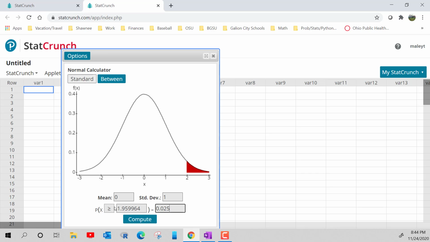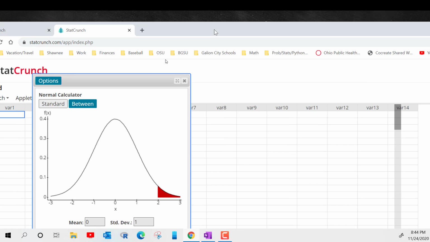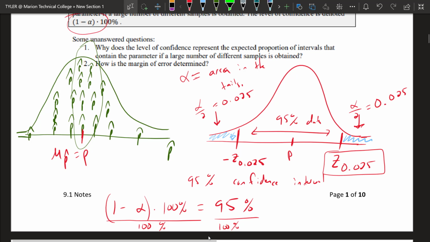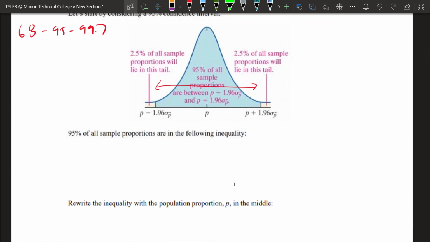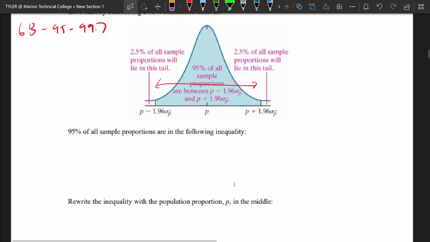So this value, 1.96, is z sub 0.025. It's the critical value where 2.5% of the data is to the right of that value. So that's where that 1.96 value comes from.